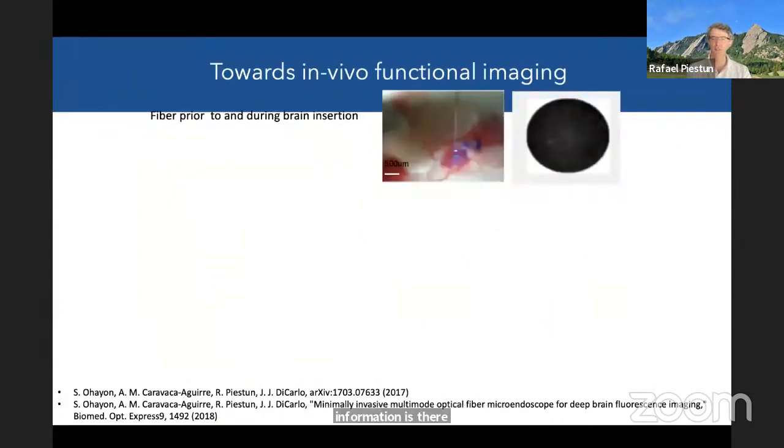This shows the section done in the skull and then the introduction of the fibers through the skull. So the movie on the right shows the video as the fiber is introduced in the brain. For comparison, people using rows of GRIN lenses need to let the mouse recover for multiple days until it heals because of the damage produced by the GRIN lenses, which are again 10 times in area or more. And so here we can do the experiment right away.